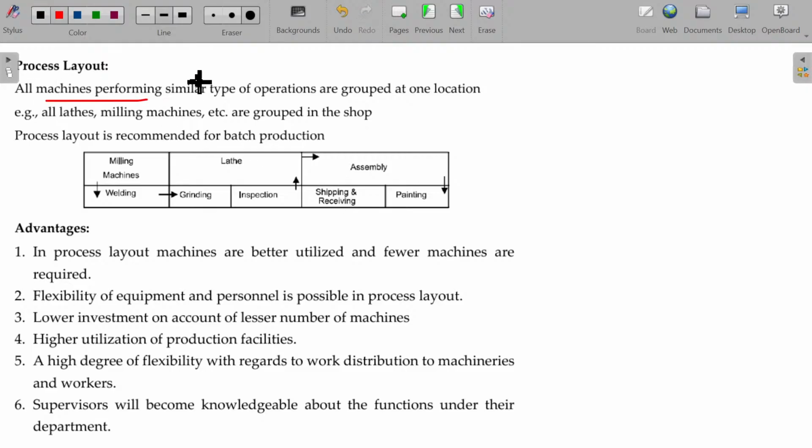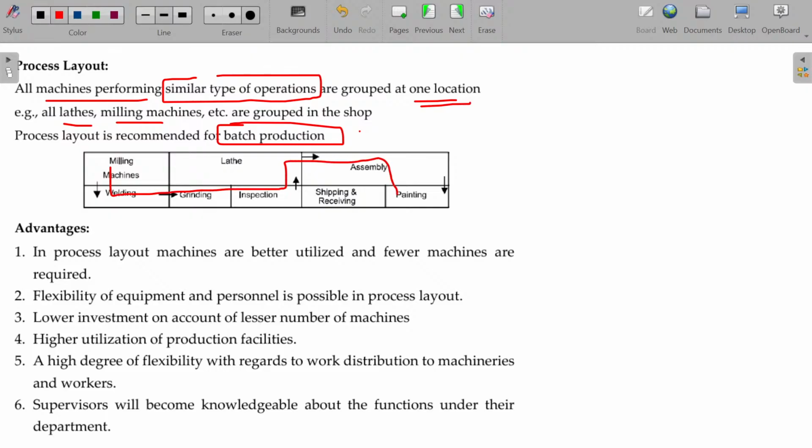If we are grouping all the similar nature of items in one department, then it is called process layout. All machines performing similar types of operations are grouped at one location, like lathe, milling, etc., grouped in the shop. This process layout is recommended for batch production. When a batch of products is manufactured, it will naturally go this way and that way, and it comes out. So each and every product or batch of product is introduced here, passes through all these departments and comes out as output. This is called process layout.